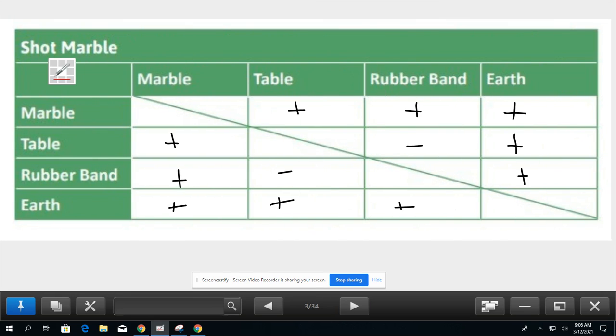I want you to try the shot marble on your own. Draw a free body diagram starting from the bottom up and draw your force arrows. Pause the video to complete your free body diagram.